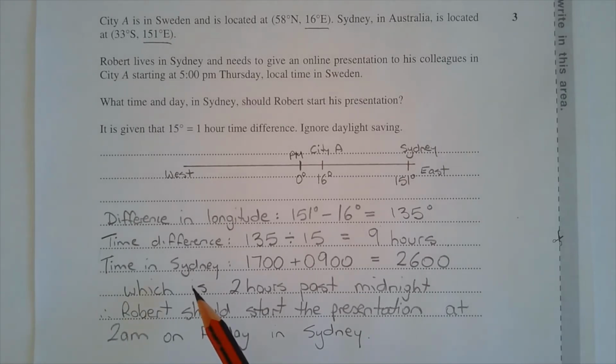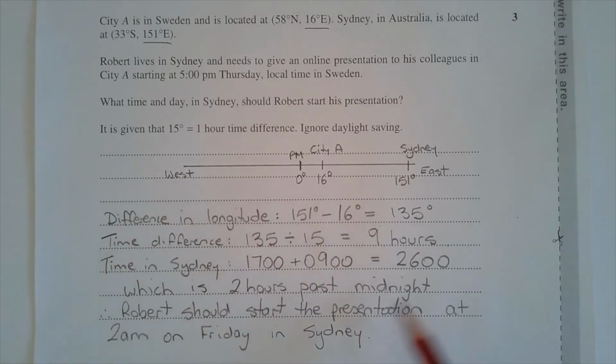Now the time in Sydney is found by taking the time at City A, which is 5 p.m., and notice that 24-hour time is being used, and adding 9 hours to 5 p.m., that equals 2600 hours. Now that doesn't make sense since the time goes from 0000 to 2400. So this means that this is 2 hours past midnight in Sydney.